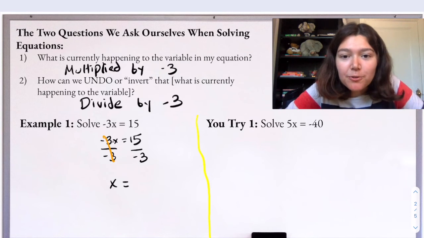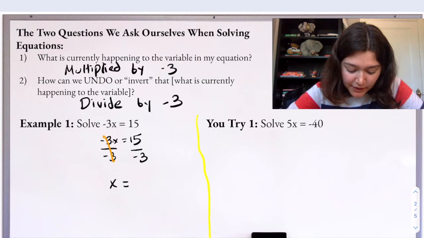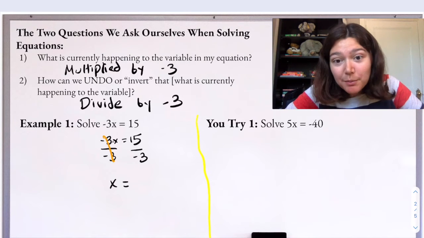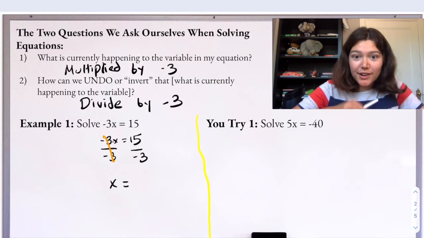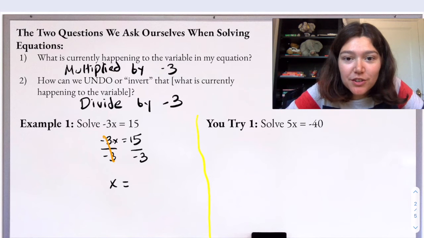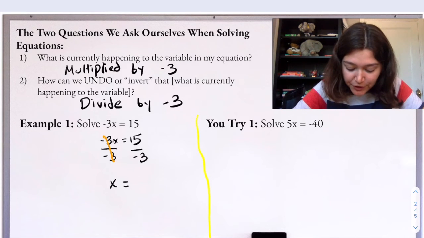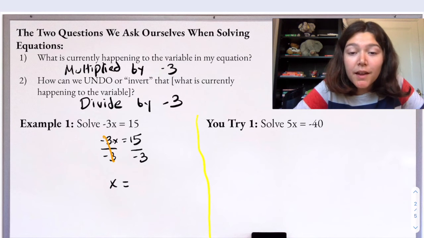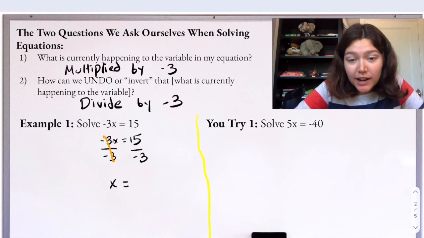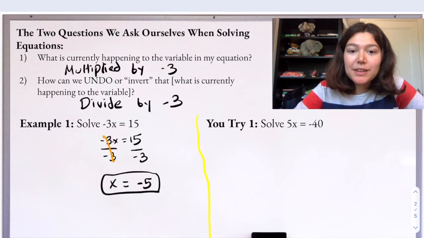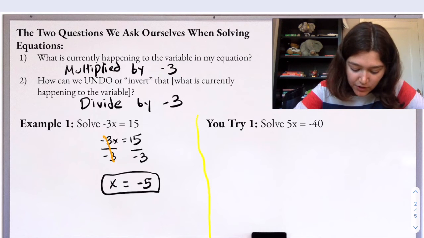by negative 3, right? The other way to think about it is x is currently being multiplied by negative 3. Now I'm dividing by negative 3, so those undo each other, and we just get what we started with, which is x. Okay, and then on the right-hand side, I just need to figure out what is 15 divided by negative 3. 15 divided by 3 is 5, and we have one positive and one negative here. Okay, so x equals negative 5 is the solution to this equation.